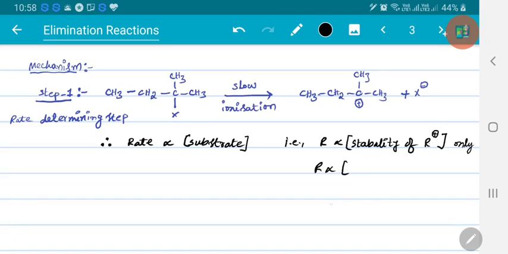So the rate of reaction is proportional to stability of X minus alone, or R plus only, or concentration of substrate only, or ionization of substrate only. So anything, it should follow first order kinetics. The rate of reaction is proportional to something power 1, so it should follow first order kinetics.